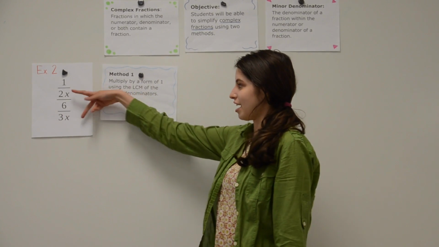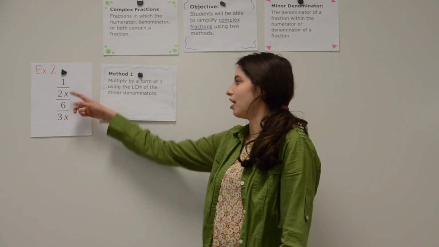This is a complex fraction because there are minor denominators within the fraction. There are 2 this time instead of 1 from the first example. The minor denominators are 2x and 3x. Method 1. Find the least common multiple of the minor denominators. The least common multiple of 2x and 3x is 6x.